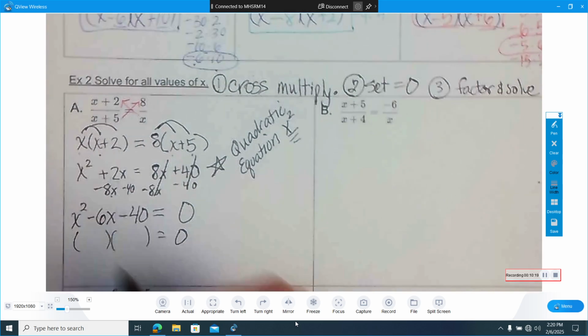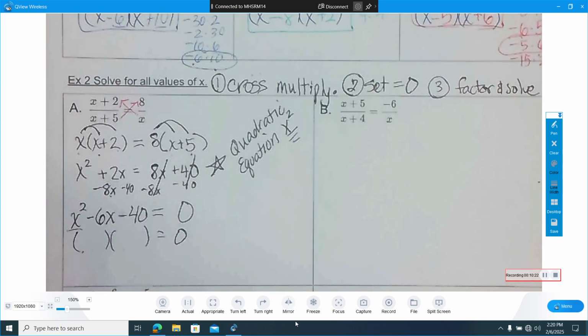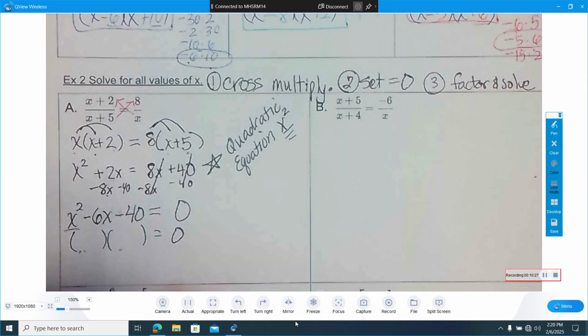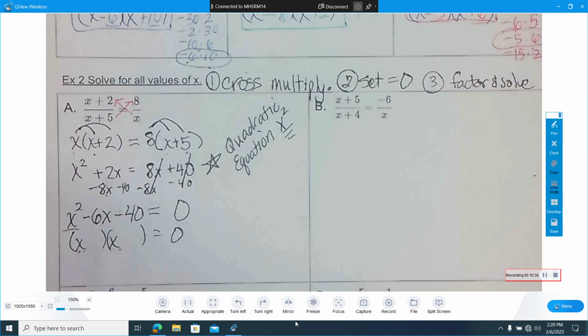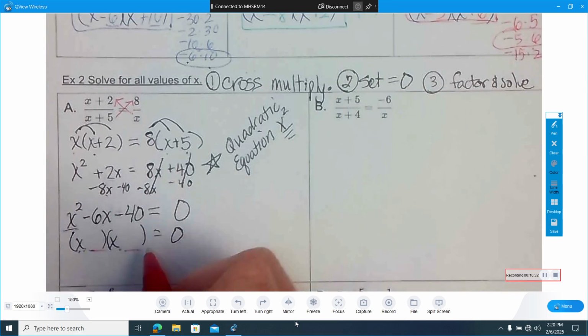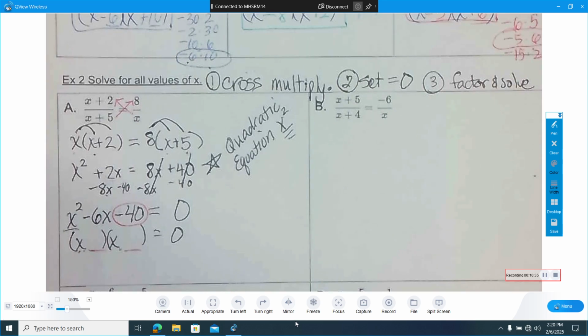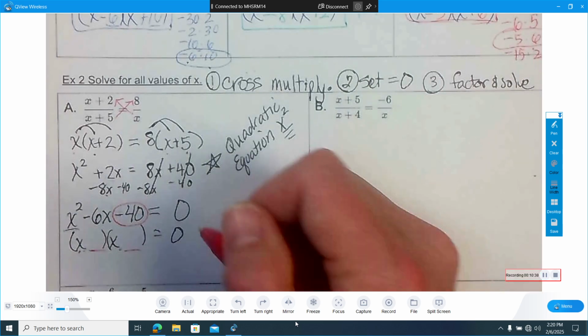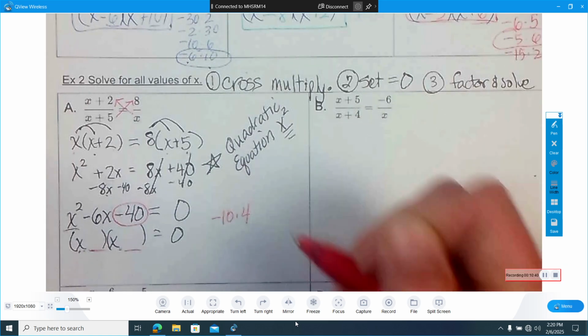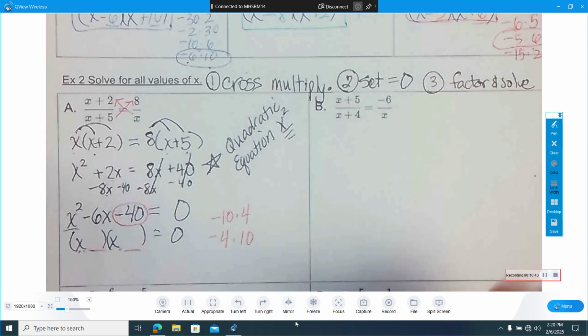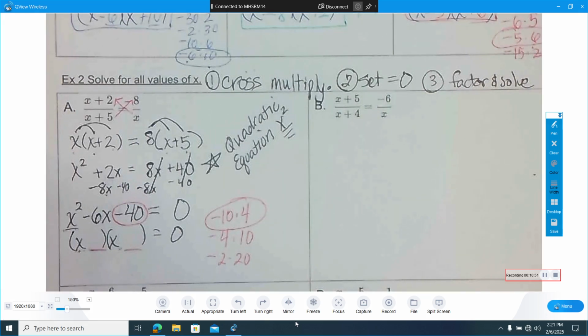All right, so what times what gives me x squared? Not my question. What times what gives me x squared? X times x, good. Last times last has to be negative 40. What times what is negative 40? Negative 10 and a positive 4. Negative 4, positive 10. Negative 2 times 20 might work. All right, which is the winner? The first one. A negative 10 and a positive 4 gets us that negative 6.